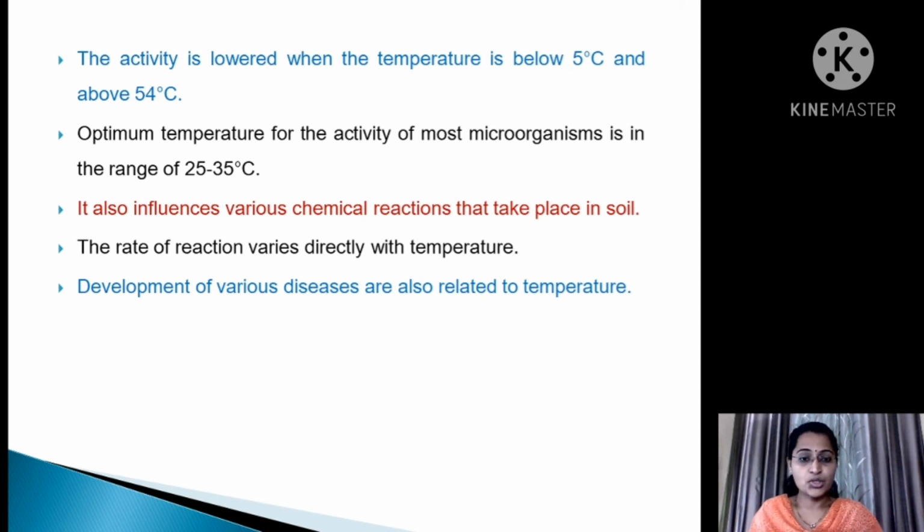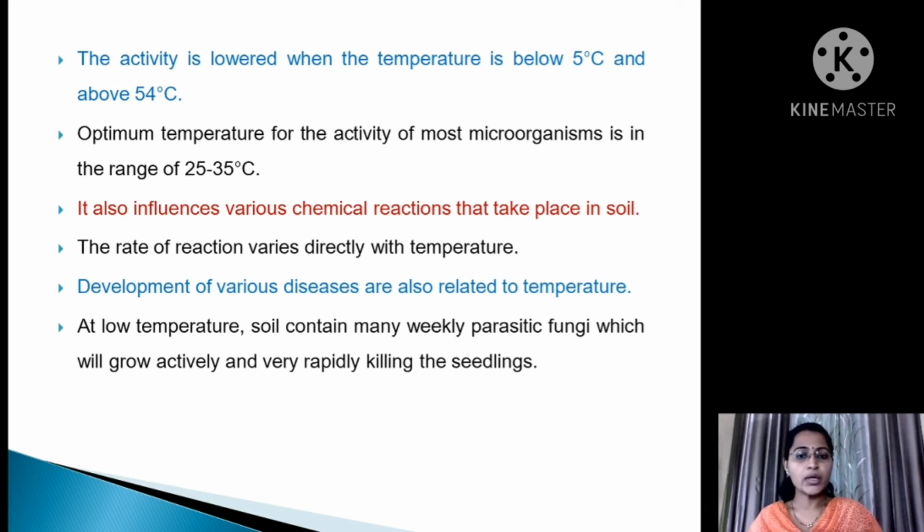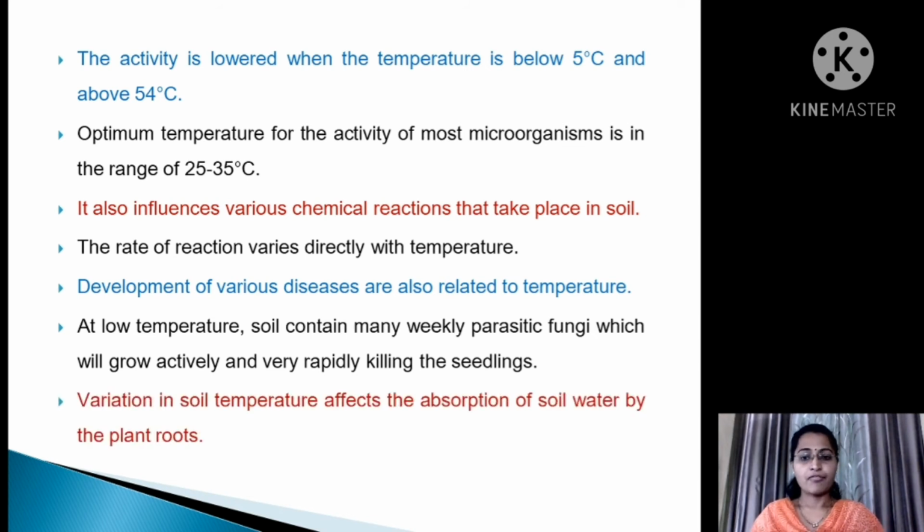Development of various diseases is also related to temperature. At low temperature, soil contains weakly parasitic fungi which will grow actively and very rapidly, killing the seedlings. And variation in soil temperature affects the absorption of soil water by the plant roots. That means the activity or structure of soil also depends on the soil temperature.